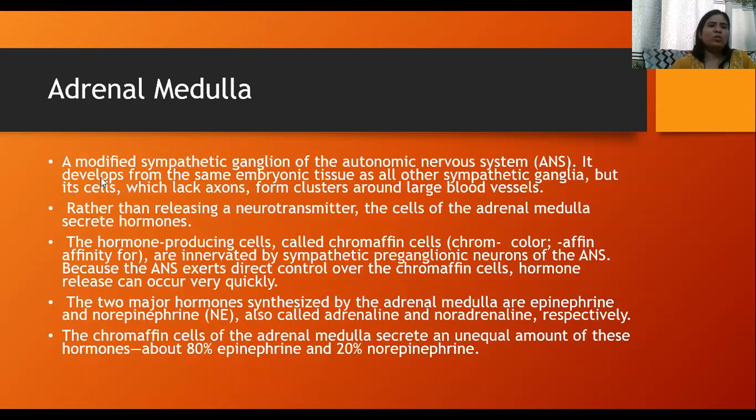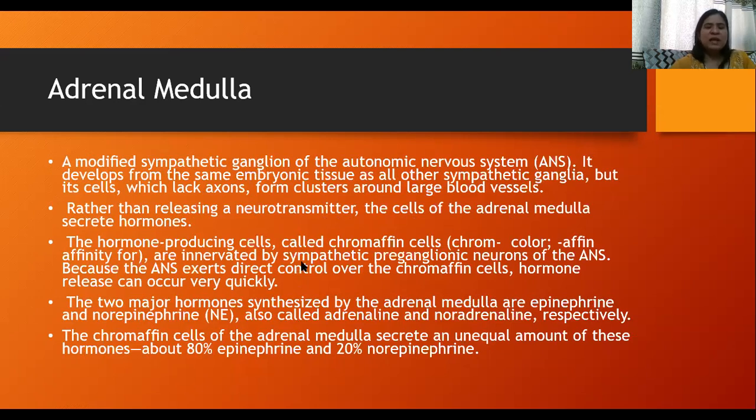Now we move on to the adrenal medulla. It is a modified sympathetic ganglion of the autonomic nervous system. It develops from the same embryo as all other sympathetic ganglia, but its cells, which lack axons, form clusters around large blood vessels. Rather than releasing a neurotransmitter, the cells of the adrenal medulla secrete hormones, right? Although being part of the autonomic nervous system, it doesn't secrete neurotransmitters, but it secretes hormones.